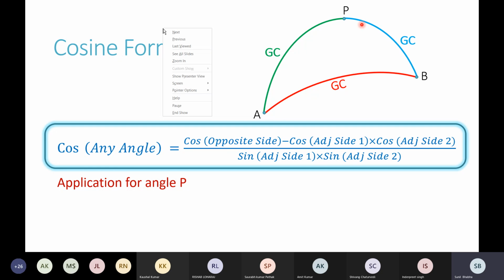Beta, can you write down in your notebooks and tell me what will be the formula for cos of angle P. Cos AB minus cos AP into cos PB upon sin AP into sin PB. Okay, that was too fast. Slowly, beta, once again, one by one. Cos AB minus cos AP into cos PB upon sin AP into sin PB. Very good, beta. Very good. That's correct.